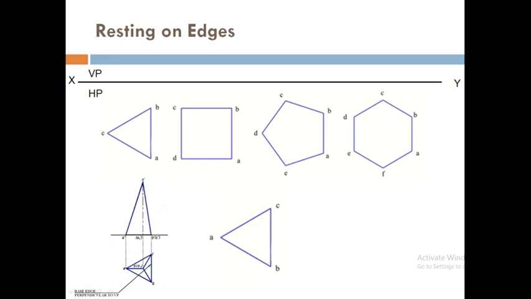Here, if we take AB or BC as the resting edge, then when we rotate or tilt this solid in the next condition, the entire solid will be resting on this particular edge BC. So always the resting edge should be taken towards the right side and it should be perpendicular to the XY line.